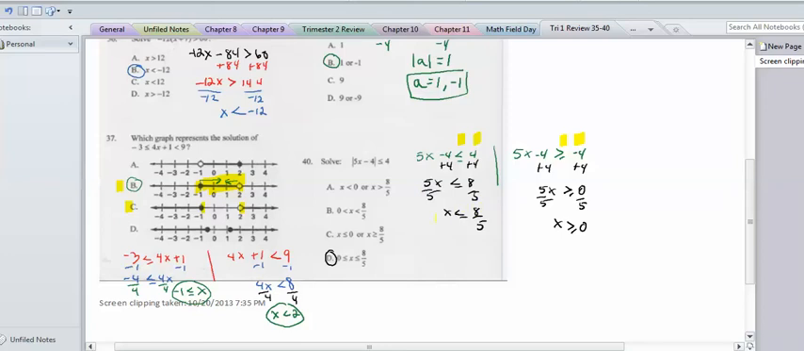Divided by 5, I ended up with x is less than or equal to 8/5. And over here, I have x is greater than or equal to 0. So I'm looking for the x's on the big side with the 0, x's on the small side with the 8/5, and that's why I chose this one. So it's D.